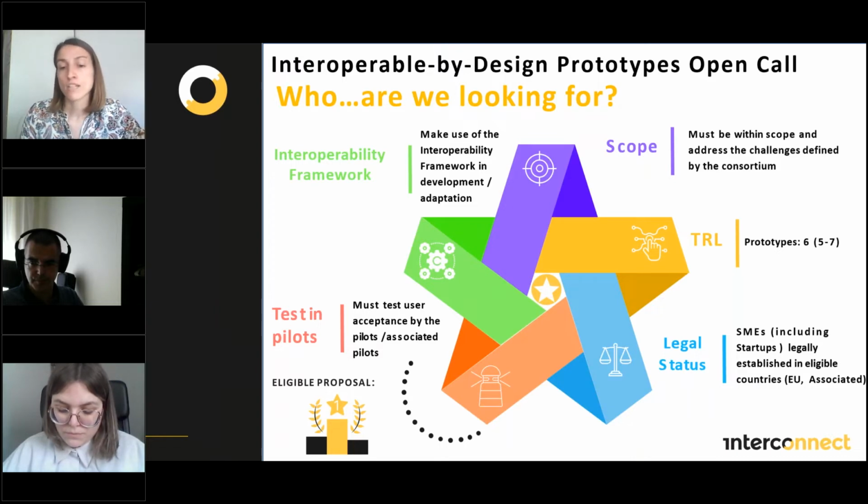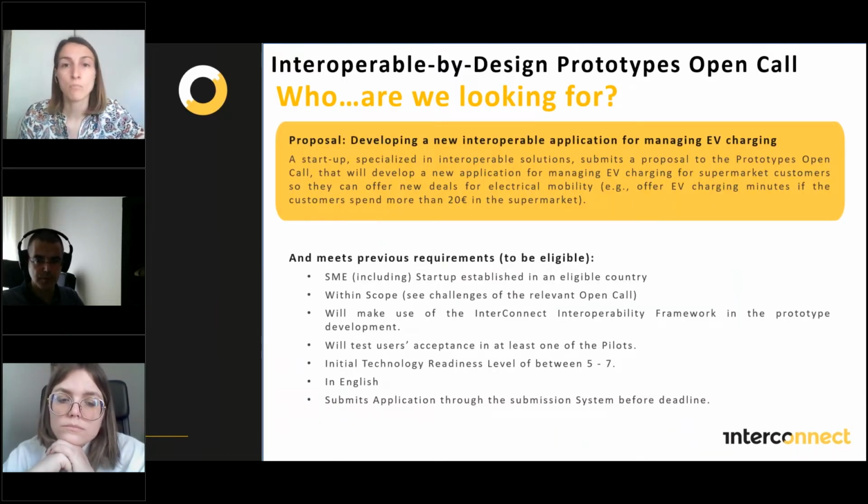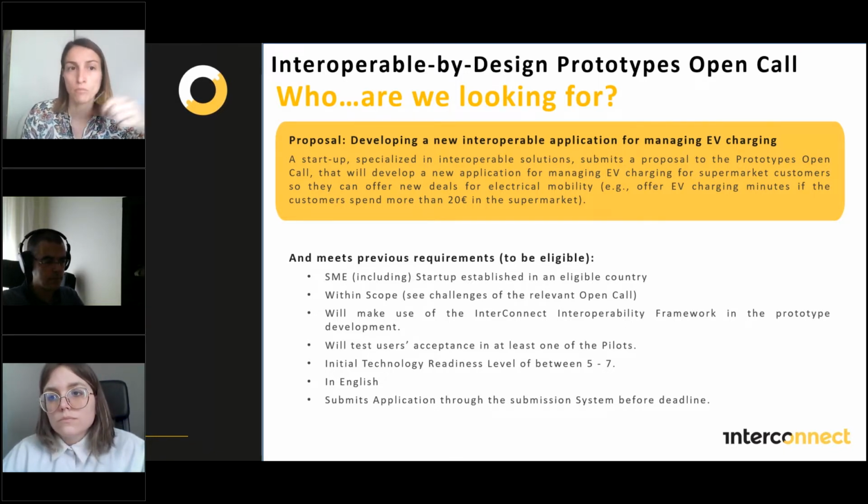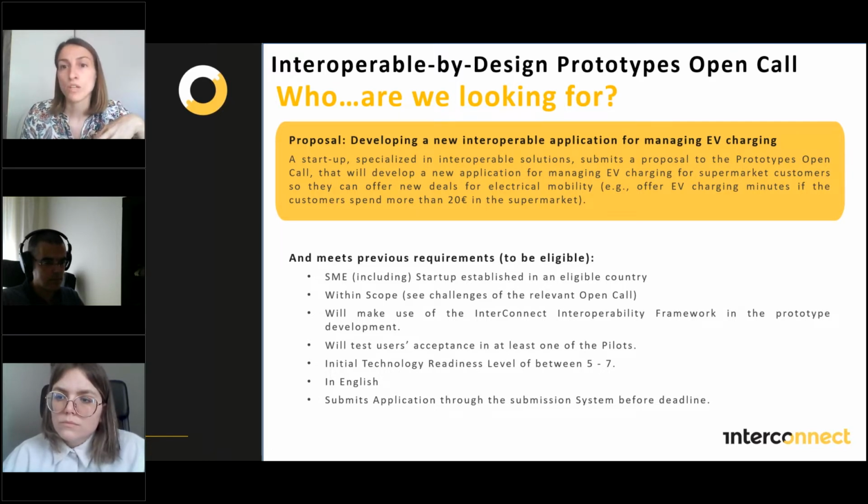And then, of course, the proposal should be within the scope and address the challenges defined by the consortium that will be explained later. But then here we have an example of one project that could be selected to be part of the InterConnect program. For example, a startup specialized in interoperable solutions submits a proposal to the Prototypes open call. This proposal will develop a new application for managing EV charging for supermarket customers, so they can offer new deals for electrical mobility. For example, offer EV charging minutes if the customers spend more than 20 euros in the supermarket.